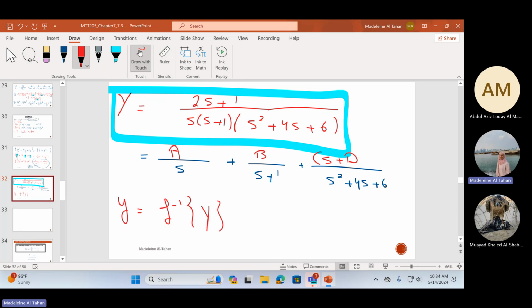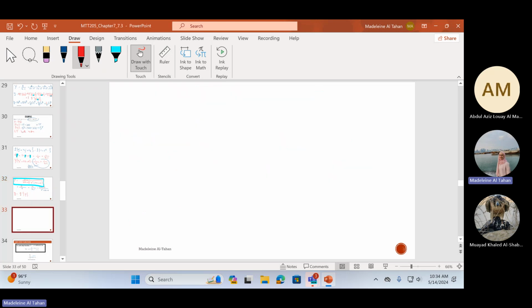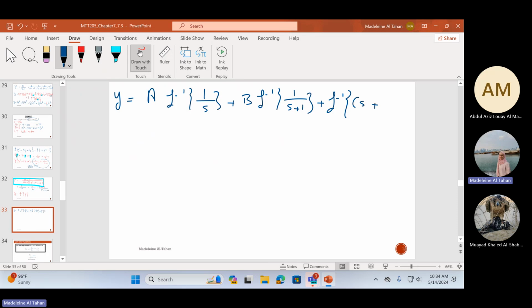We are applying now Laplace. So y is equal to A Laplace of 1 over x plus B Laplace of 1 over x plus 1. And at this moment, I would write Laplace inverse of Cx plus D over s squared plus 4s plus 6. The only one that needs work is this one.